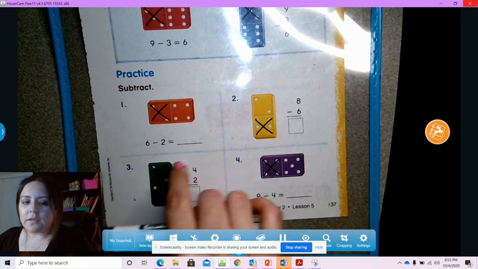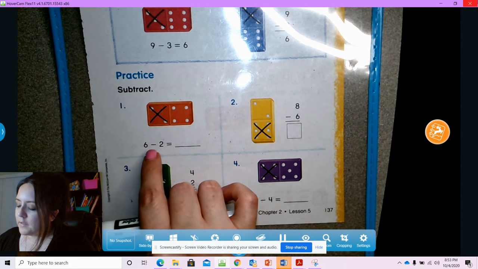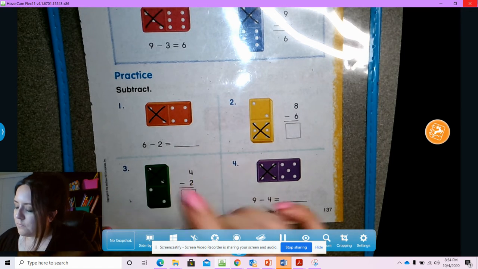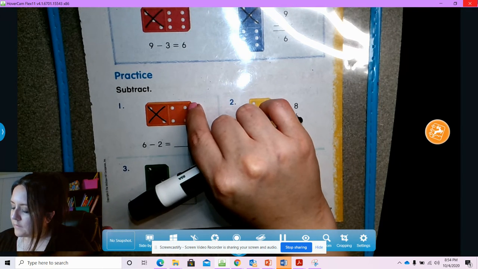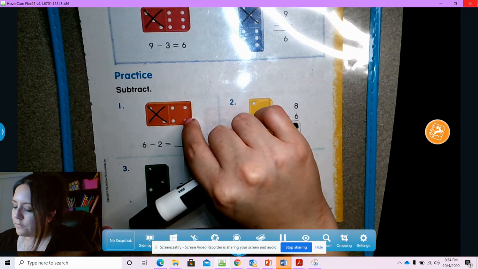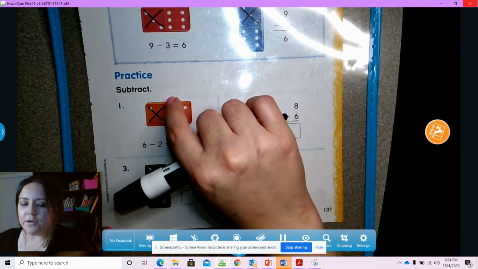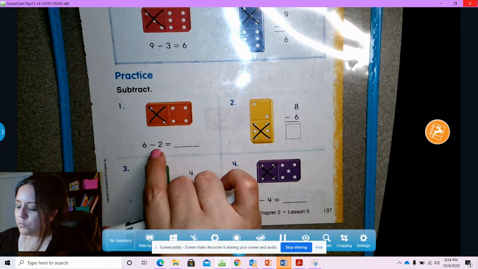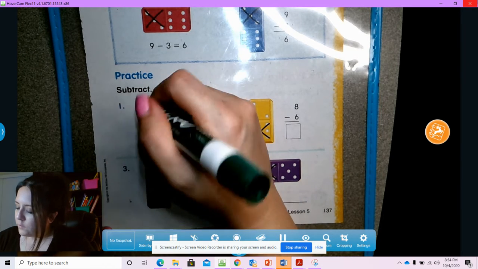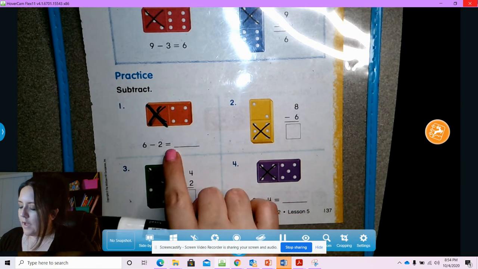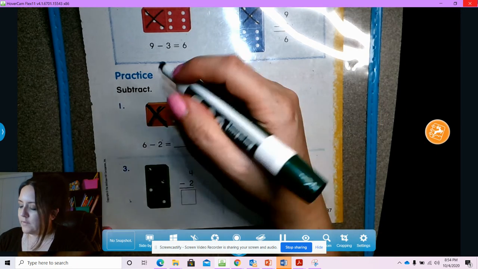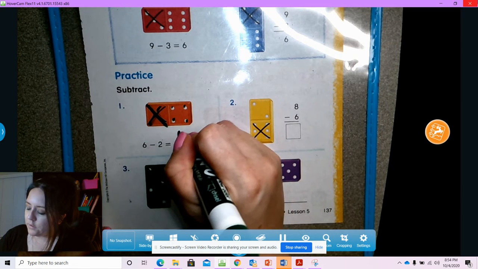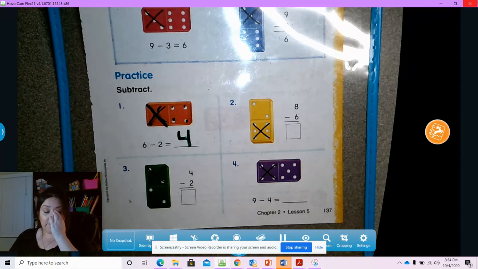Here we have regular subtraction. So we have 6 minus 2 equals, we need to find the difference. So we start off with 6 dots. 1, 2, 3, 4, 5, 6. There are 6 dots on this domino. 6 minus 2. Remember, minus means take away. So we're going to take away 2 of the dots. How many dots are left? What's the difference? 1, 2, 3, 4. So we know that there are 4 dots left, right?